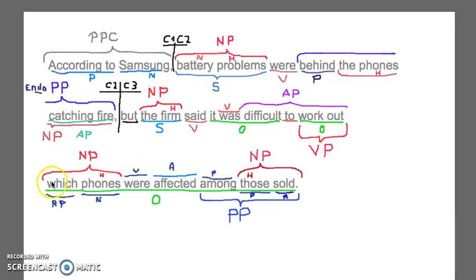Which phones is the noun phrase. Phones is the head word. It is not here, but where affected, it is not like this with these letters, but we have to imagine it. Imagine it is a verb phrase. Where affected, and affected is an adverb.